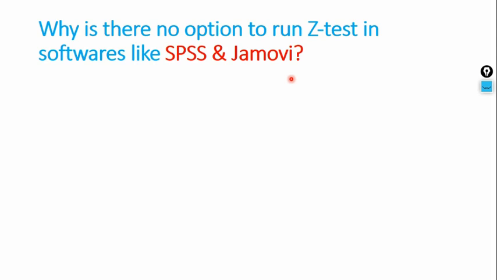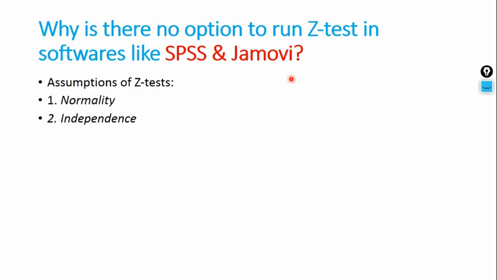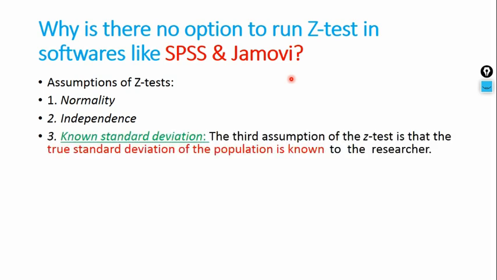Need to be considered: assumptions of z-test, normality, independence. Friends, I will discuss these later in my further slides. First, I am going to tell you why there is no option to run z-test in software like SPSS and Jamovi. Third assumption, known standard deviation.